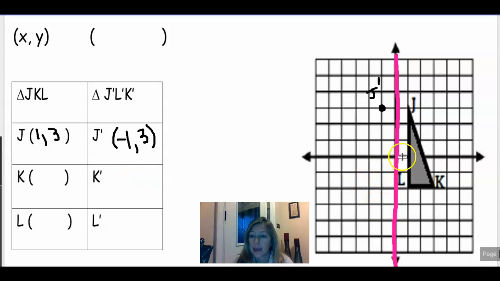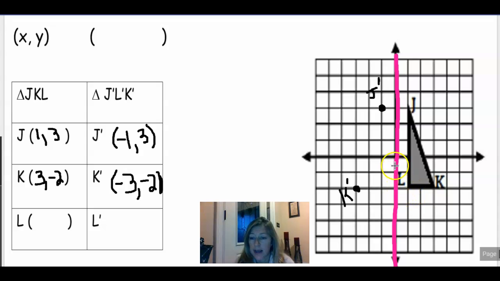Let's look at K. K is 1, 2, 3, comma, -2. So if K is 3 away from the y-axis, we need to go to the left 3. 1, 2, 3, and I should have said 3 to the right. So we need to go 3 to the left. So our x value is what changes again. The y value stays the same. So let me draw that in. So we went 1, 2, 3 to the right. Now I go 1, 2, 3 to the left. And I'm going to write K prime.